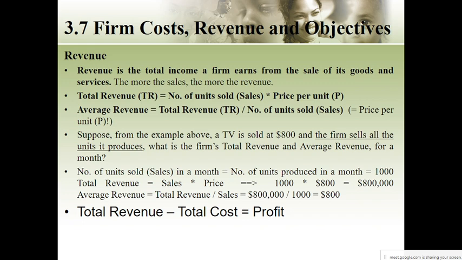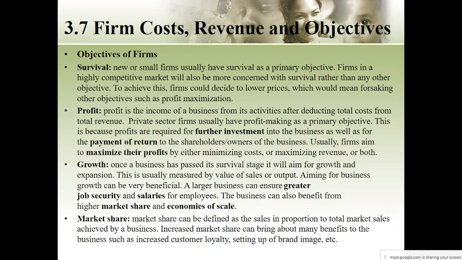So if you want to find average revenue, it is total revenue divided by sales. Total revenue we have is 8 lakh and the total sale was 1000 units, we got 800. Okay. If somebody asks you to find profit, how will you find it? Total revenue minus total cost, you will get your profit. The last thing of today's topic is objectives of the firms.